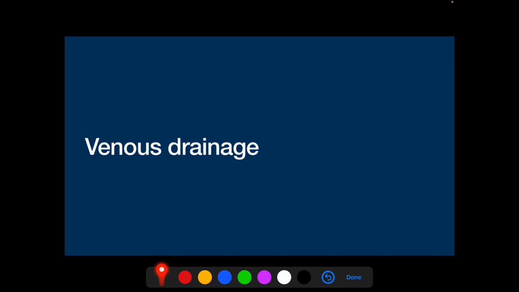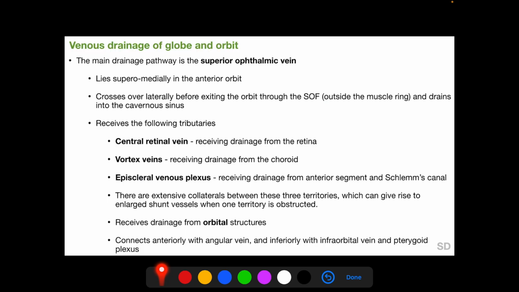Then we have the venous drainage of the visual pathway, and the venous drainage can be divided into the venous drainage of globe and orbit and the venous drainage of the intracranial visual pathway. The main drainage pathway of the globe and the orbit is the superior ophthalmic vein, and this lies superomedially in the anterior orbit. The superior ophthalmic vein then crosses over lateral before exiting the orbit through the superior orbital fissure outside the annulus of Zinn and drains into the cavernous sinus.